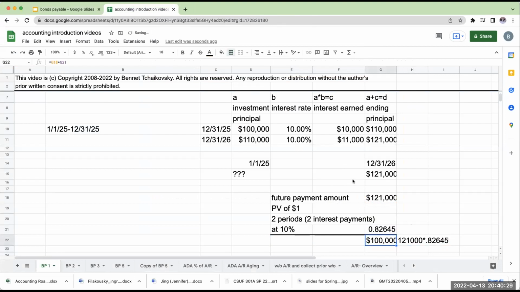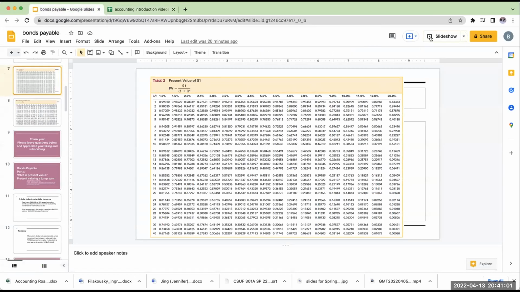Okay, so again, if we have a payment that's going to be made 2 years from now, what's the value today? Well, we already figured out that this is going to be worth $121,000 2 years from now. But what is that value going to be today? Well, if I take the future payment amount of $121,000 and I go to the present value of a dollar table, very important, present value of a dollar, it is for a lump sum amount. It's a one-time payment. I'm going to need to know 2 things.